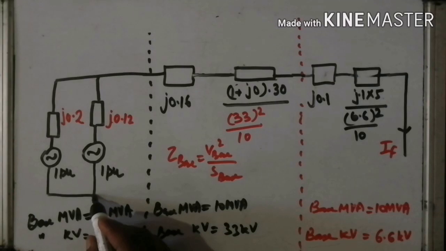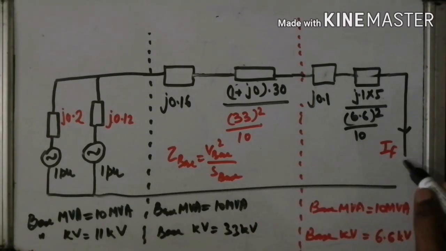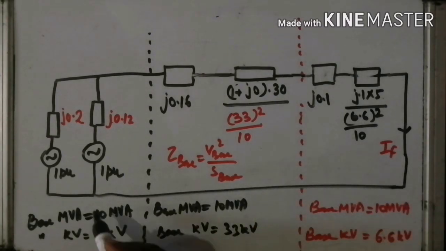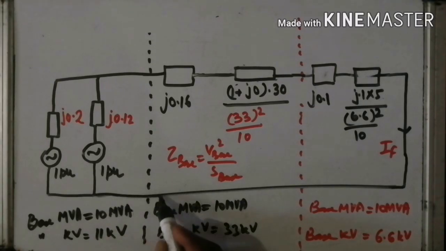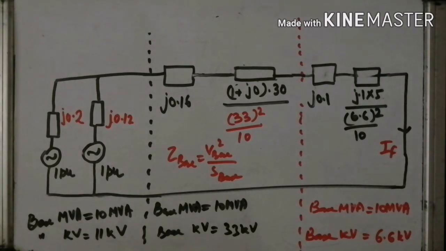Now make the diagram complete. I am going to connect this line over here. Now the diagram is complete, right? Once again I am repeating here, after taking the base values of MVA, which is same throughout the circuit, and kV rating, it depends upon the voltage ratio of the transformer, that is 11 kV, 33 kV and 6.6 kV. These are the sections.